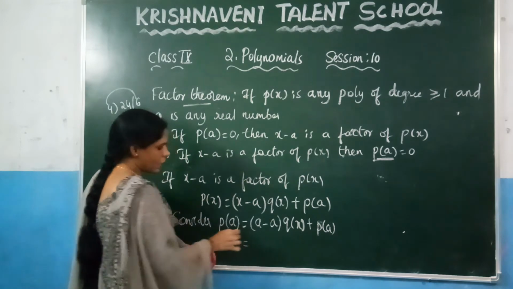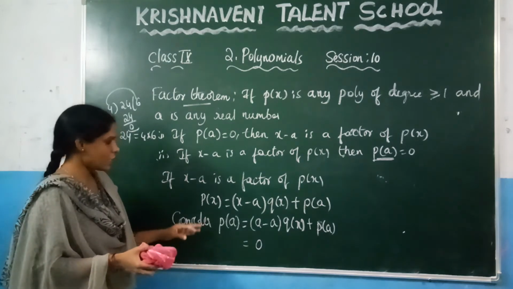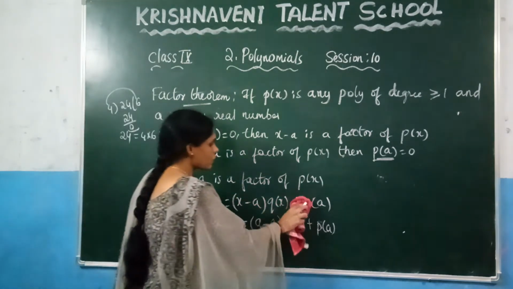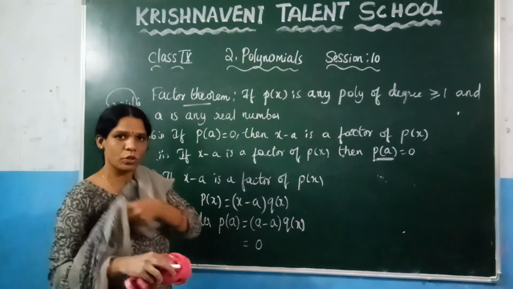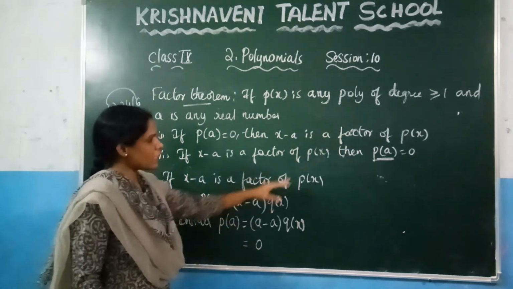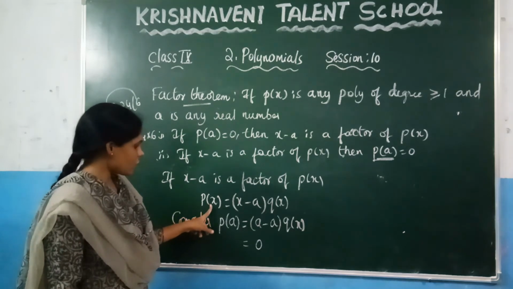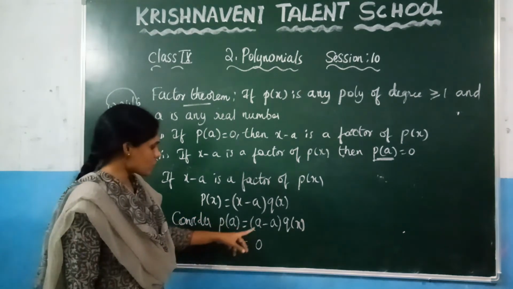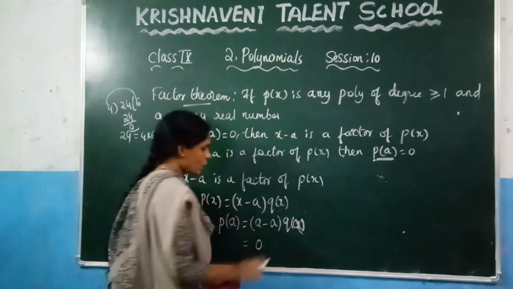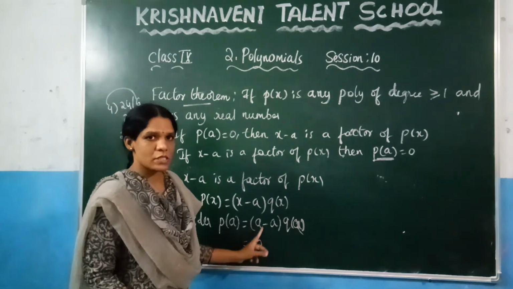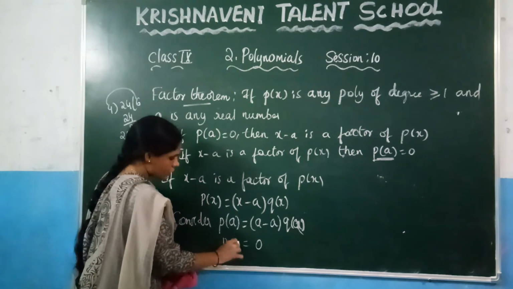So here a minus a is 0. So what you get here? You will get this value as 0. So what they are saying here is, if x minus a is a factor of P of x, you can write this as P of x is equal to x minus a into Q of x. Now here you need to calculate the value of P of a. If you want to calculate the value of P of a, just in place of x you need to substitute a. If you are substituting here, what you will get is a minus a into Q of a. You know that a minus a is 0, and 0 multiplied by any value gives you 0. So what we got here is P of a is equal to 0.